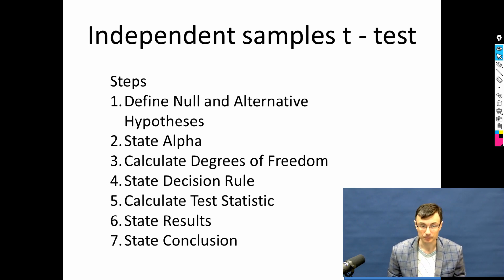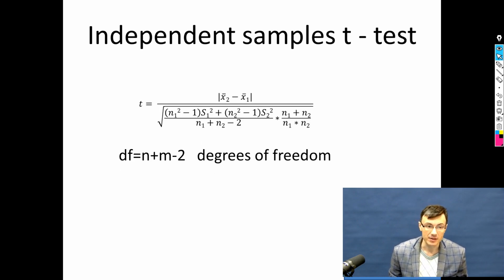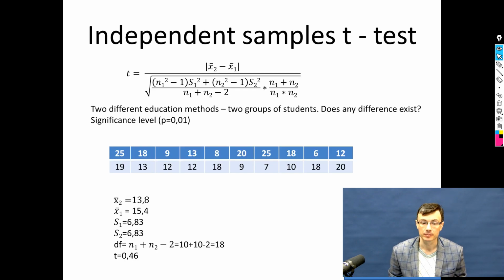So this is the formula for calculating the t-test on independent samples. As you see in the denominator under the square root, n1 plus n2 minus 1 is the same thing as n plus m minus 2. So let's go to the example. This is our formula, previously placed on the slide.